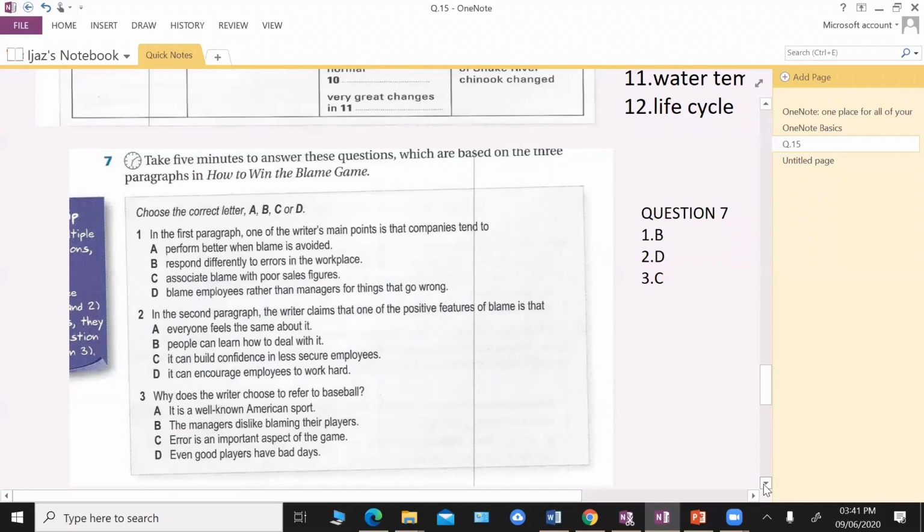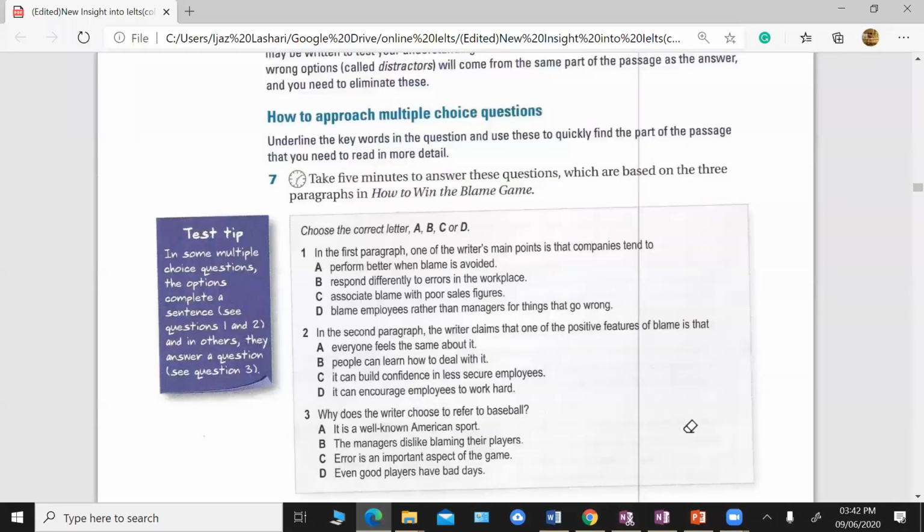Take 5 minutes to answer these questions, which are based on the 3 paragraphs in How to Win the Blame Game. Choose the correct letter A, B, C, or D. Number 1. In the first paragraph, one of the writer's main points is that campaigns tend to: A, perform better when blame is avoided. B, respond differently to errors in the workplace. C, associate blame with poor sales figures. D, blame employees rather than managers for things that go wrong. Okay.